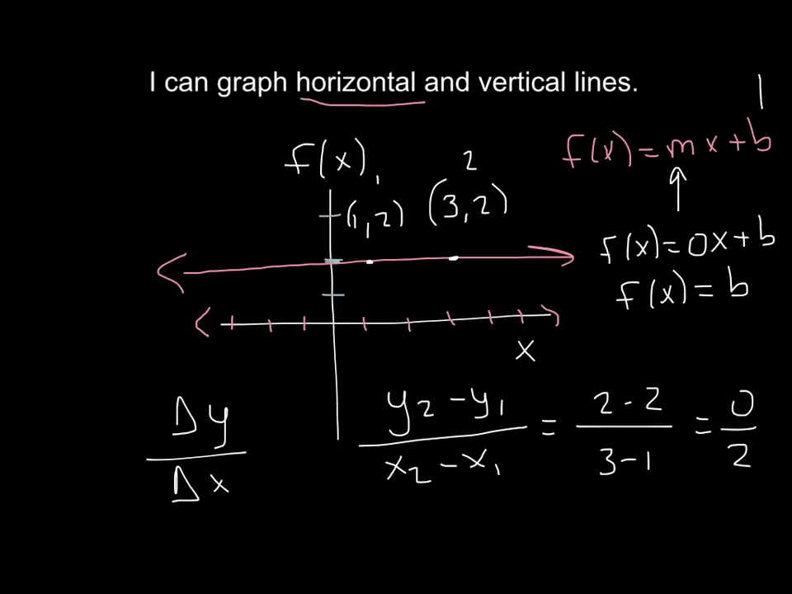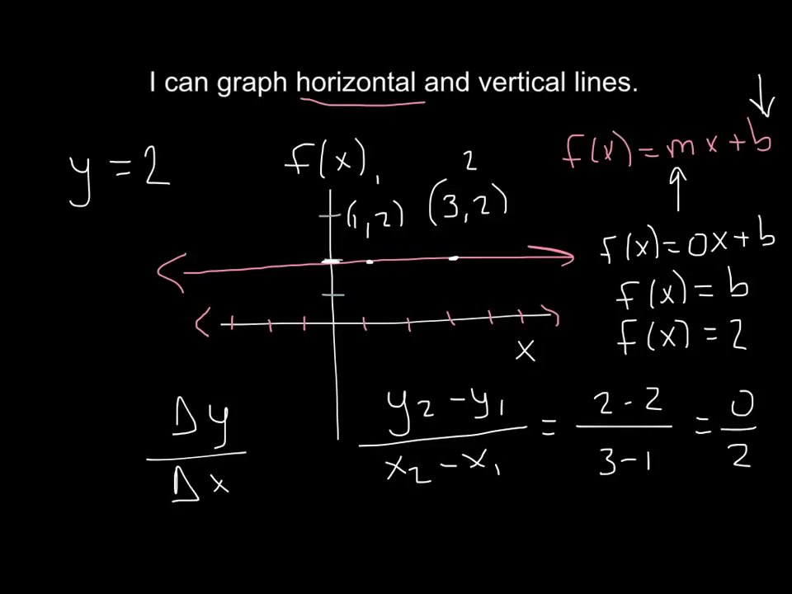Now remember, b is the y-intercept. Where does this thing go through the y-axis? Well, it goes through the y-axis at 2. So the equation of this line must be f of x is equal to 2. Or if you don't like f of x and you're using y's, y is equal to 2. And it's equal to 2 because it can never stray from that. It's always equal to 2. The y value is always equal to 2.